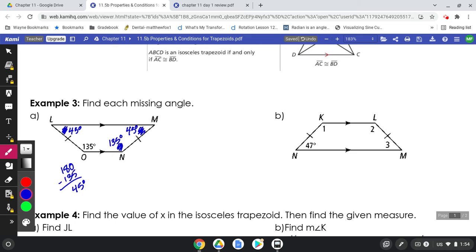Now, letter B here, it's the same exact situation. We know that number 3 is 47 degrees. Meanwhile, angle 1 has to be whatever 180 minus that is. And angle 2 is also 133 degrees.